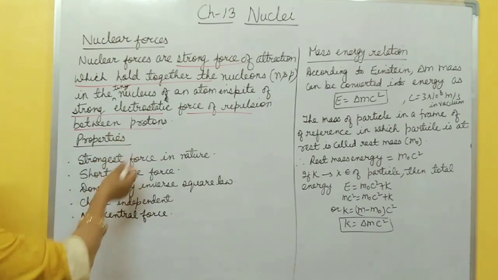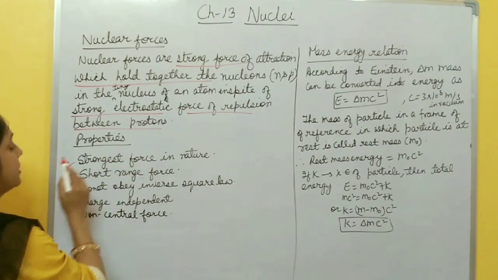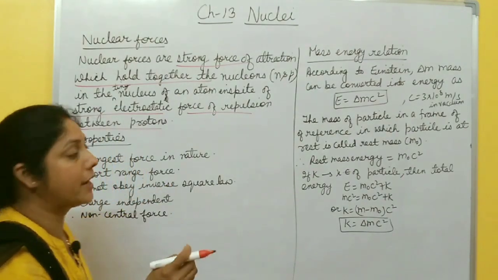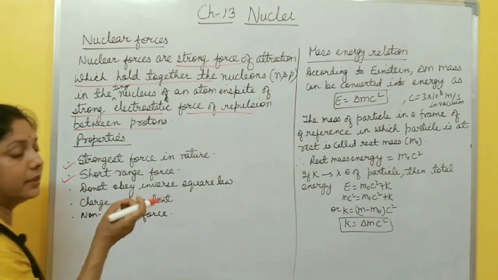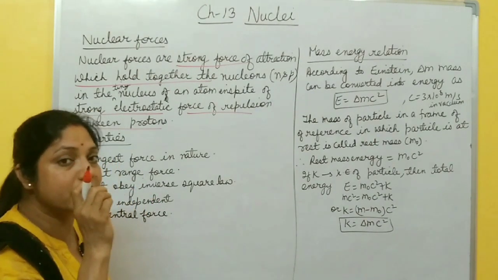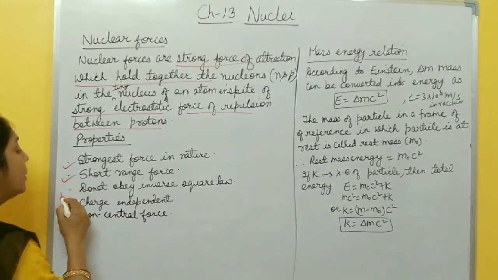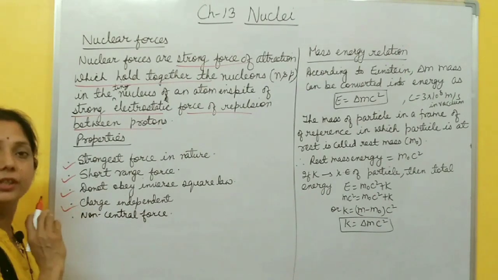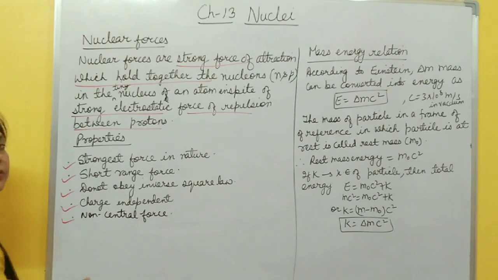So there are different properties of this nuclear force. It is the very strongest force in nature, right? It is stronger than gravitational force, electrostatic force, right? It is a short range force. Inside the nucleus this force exists, so it is a very short range force. It does not obey inverse square law, and also it is charge independent, and last one, non-central force. So you must remember 2 or 3 properties of this nuclear force, right?